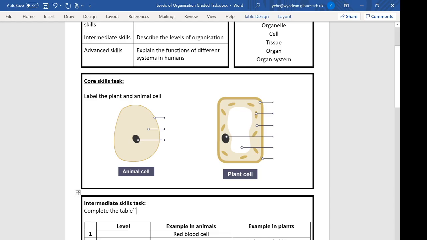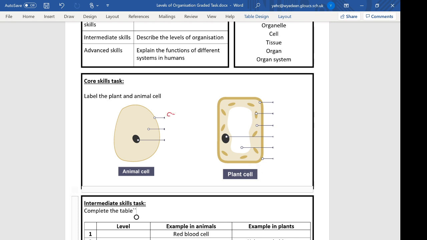Okay, we'll start on the core skills tasks and then go on to the intermediate section. So then you can work on that. Right. So core skills, pretty straightforward. Just label the cells. It's mainly just recollection, memorizing, rather than actually needing to think it through, really.